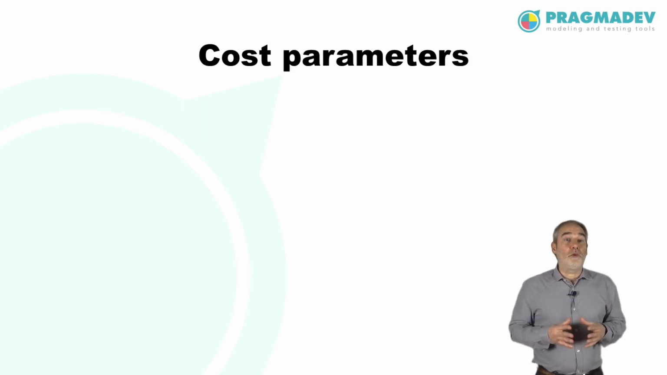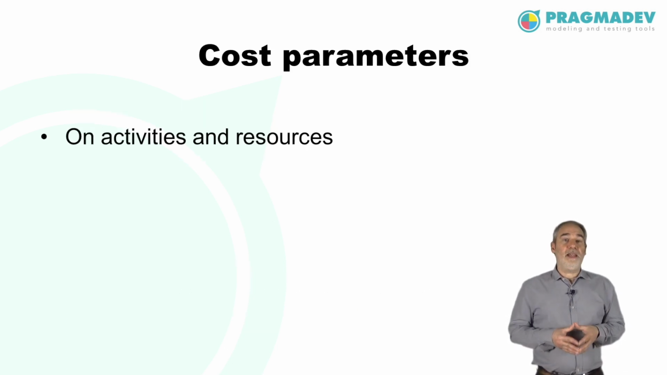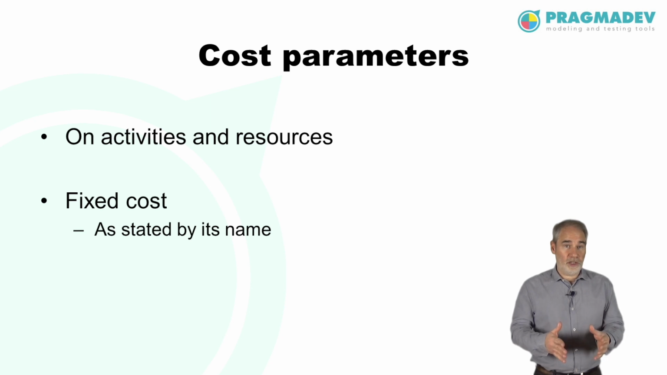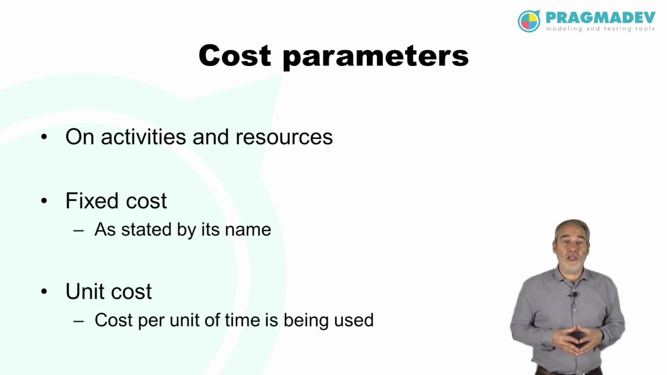Let's now move to the cost parameters. These apply to activities and resources. They are composed of a fixed cost, which is fixed, as its name states, and a unit cost, which is a cost per unit of time spent by the activity doing something.